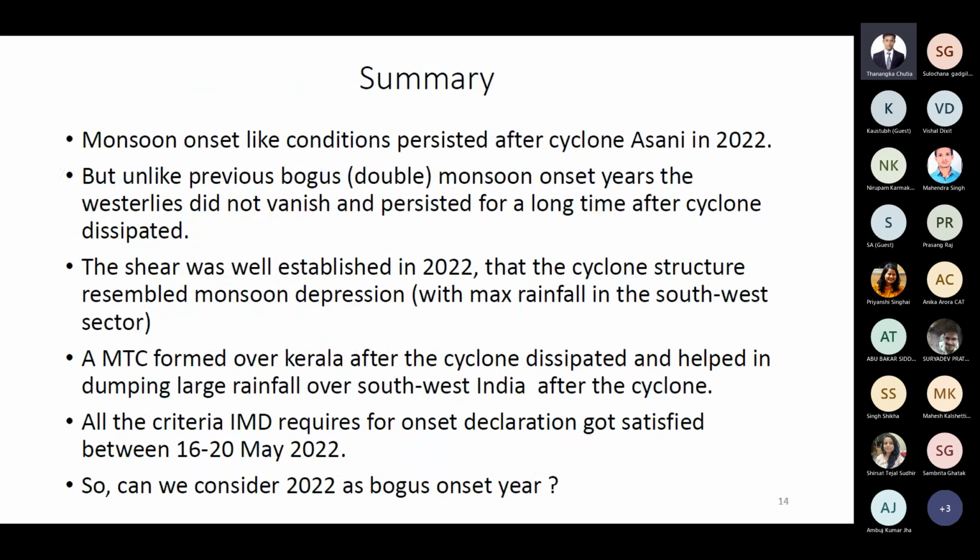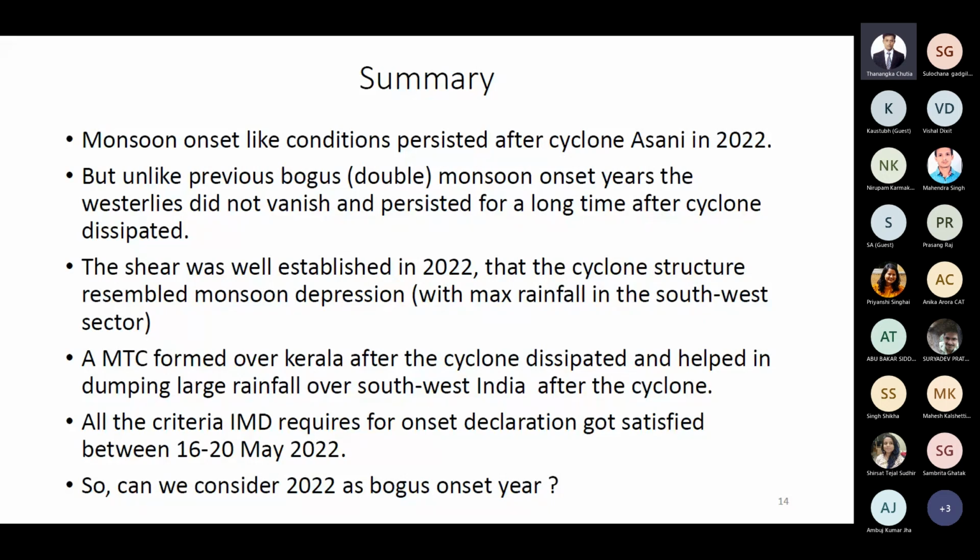So the summary is that monsoon onset-like conditions persisted after cyclone Asani, but unlike previous bogus or double monsoon onsets, the westerlies did not vanish and persisted for a long time after the cyclone dissipated. The shear is well established in 2022, and the cyclone's rainfall structure resembled a monsoon depression structure. An onset vortex formed over Kerala after the cyclone dissipated and helped in dumping large rainfall over southwest India. All the criteria IMD declared for onset got satisfied between the 16th and 20th, except the 600 hPa criterion. And I said that the 600 hPa criterion is not satisfied because of the vortex sitting over Kerala.